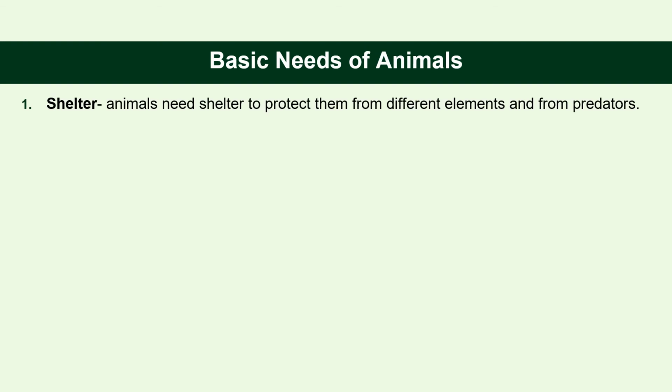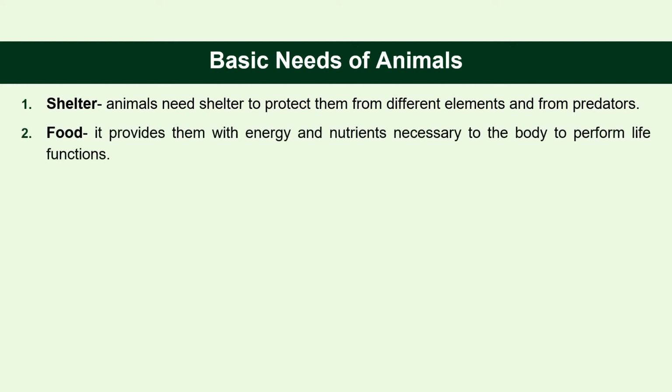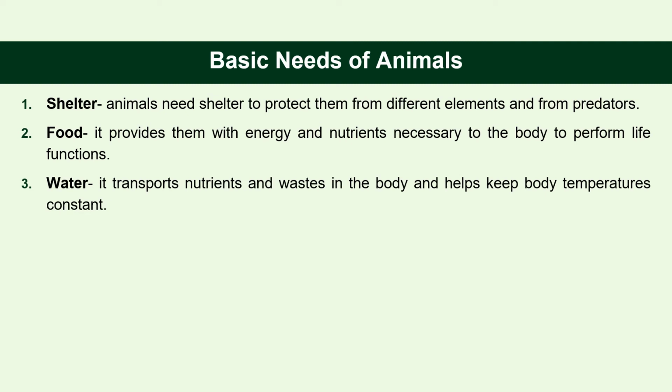In order for animals to survive, here are the following basic needs. First, shelter. Animals need shelter to protect them from different elements and from predators. Food. It provides them with energy and nutrients necessary to the body to perform life functions. Water. It transports nutrients and waste in the body and helps keep body temperatures constant. Air. It contains oxygen needed for the chemical process.